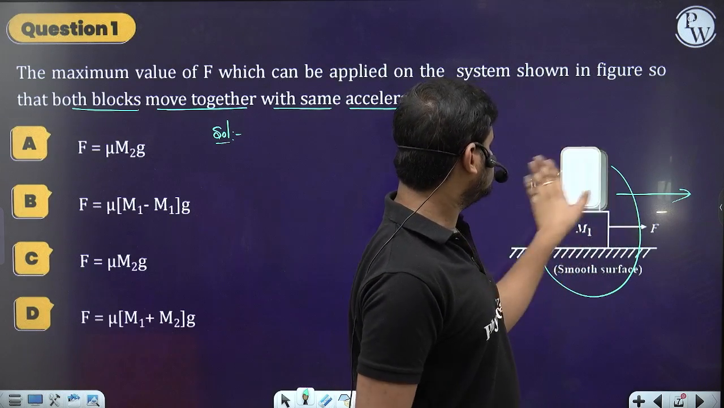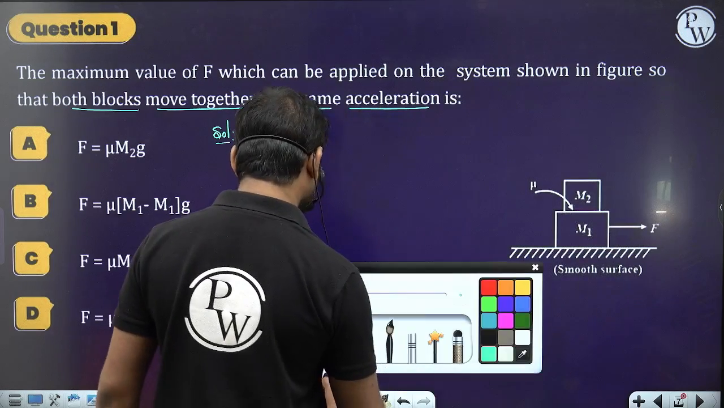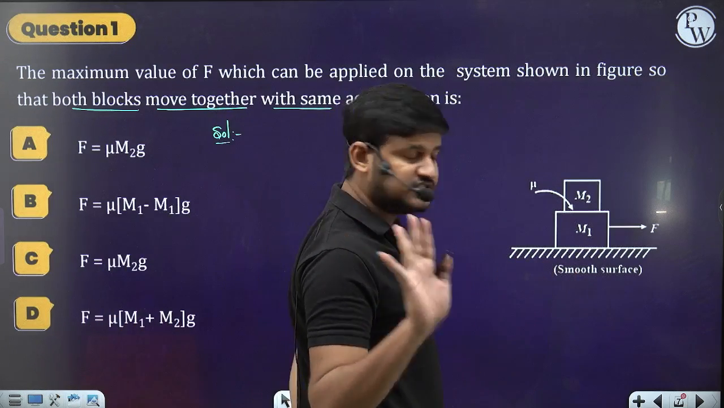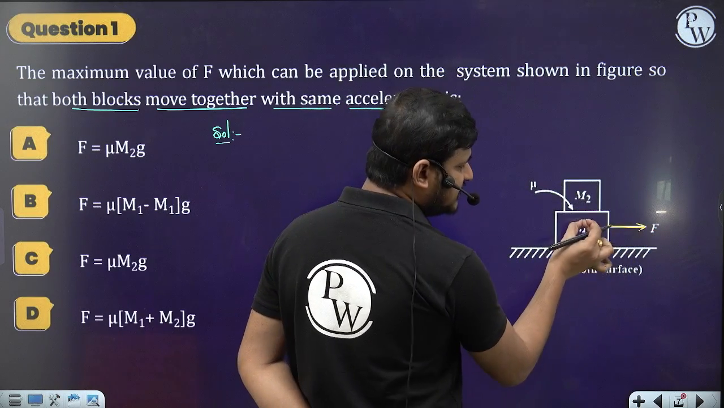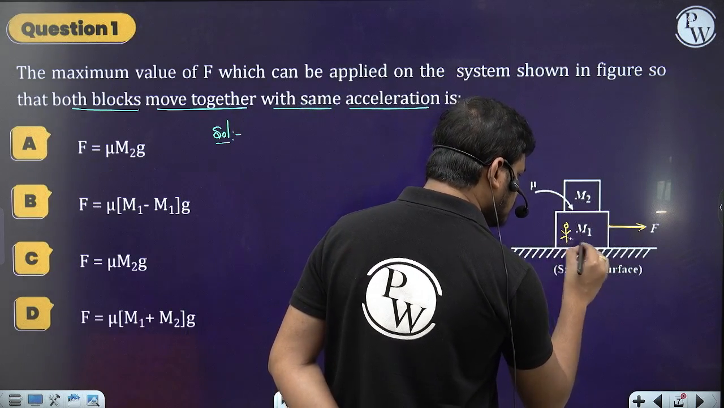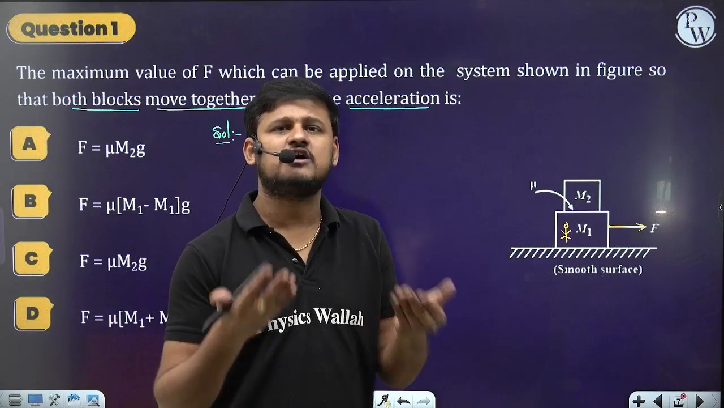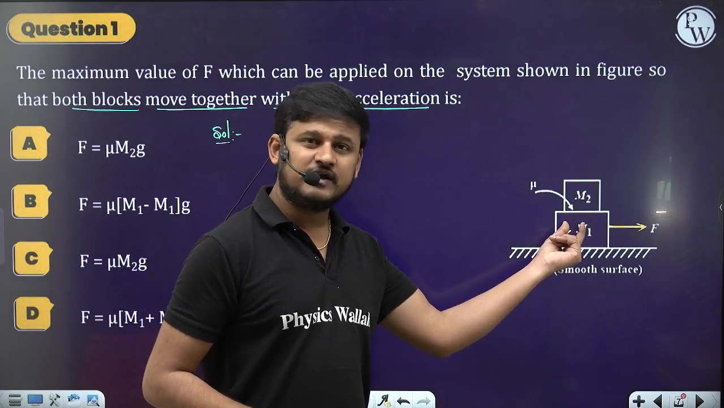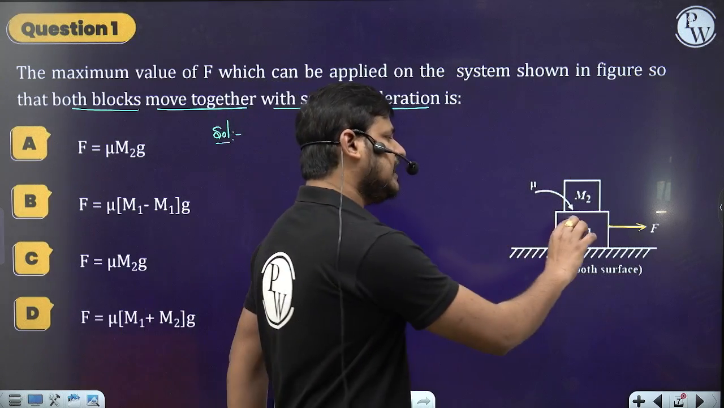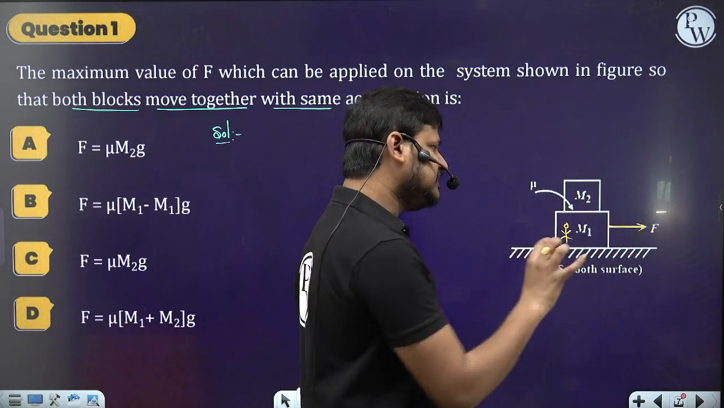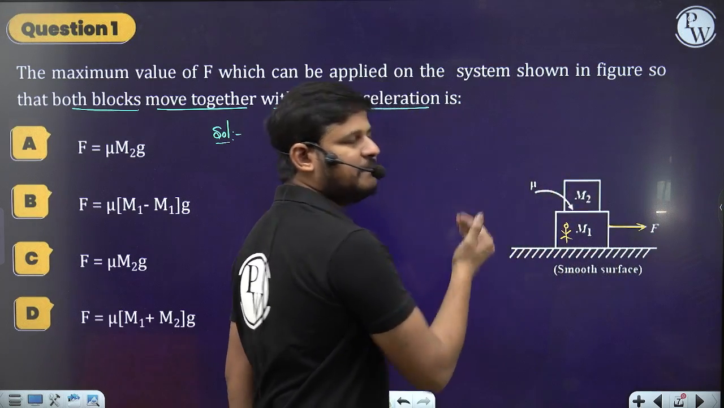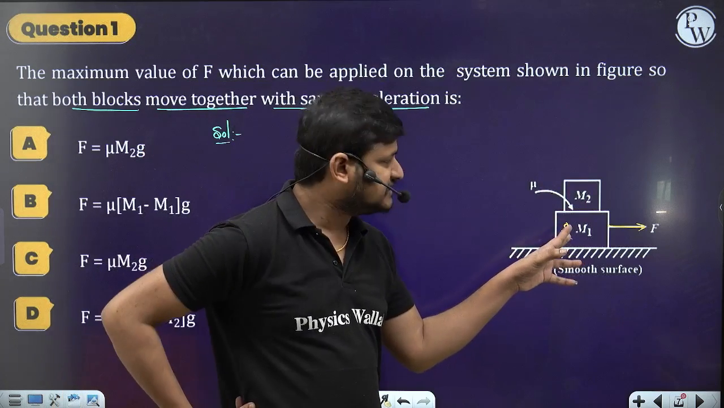So follow the basic procedure. First thing is to identify the target block. What is the target block here? Understand the concept carefully. Here you applied the force. Consider M1 as the frame of reference. Frame of reference means from where you are observing. Let's suppose you go and sit on the M1 block, then you observe M2. As the force is applied on M1, M1 is moving right. If you observe M2, it feels like it's going backward. Yes or no? You are sitting inside the M1 block.